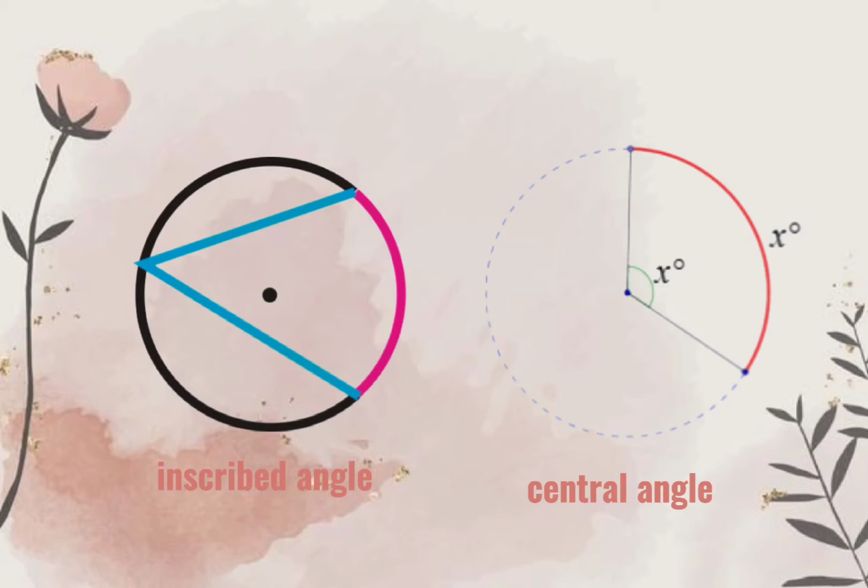In this picture, we can see an example of the inscribed angle, and the red line here is the intercepted arc. In here, we can also see an example of the central angle, and the red line here is the intercepted arc. So now that we know the relationship between the central angle, inscribed angle, and the intercepted arc, let us move on to the next.